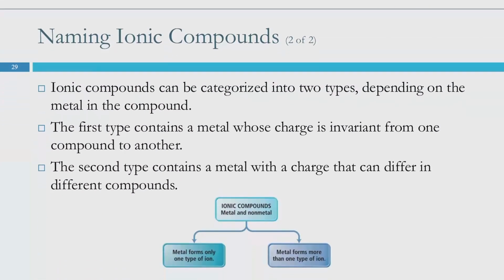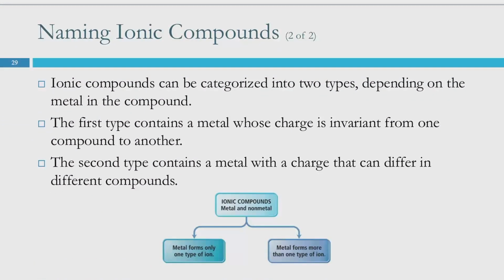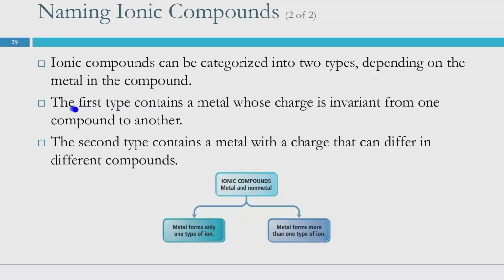So for naming ionic compounds, there's 2 systems. Two general splits in our tree, or one general split, I guess it would be. The first type, this is the easier type, the charge is invariant. Variant meaning it could change, invariant meaning it can't. So it can't change. So that means that it's always the same charge. So our metal, our cation, always the same charge. That's one group. Then we've also got metals with a charge that can differ, multiple charge options for the metal.